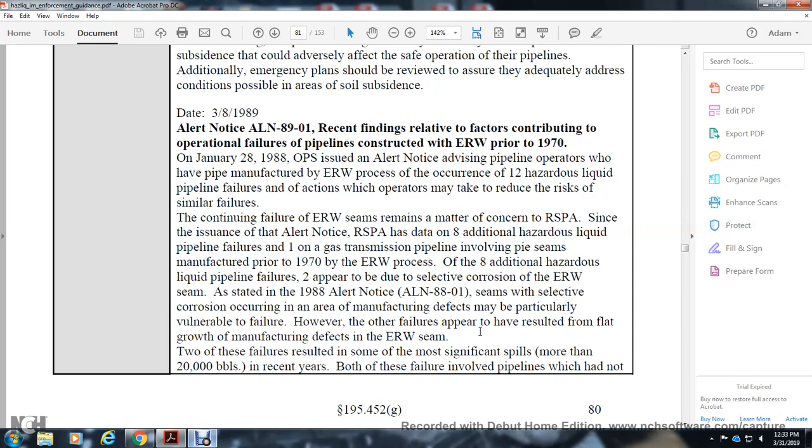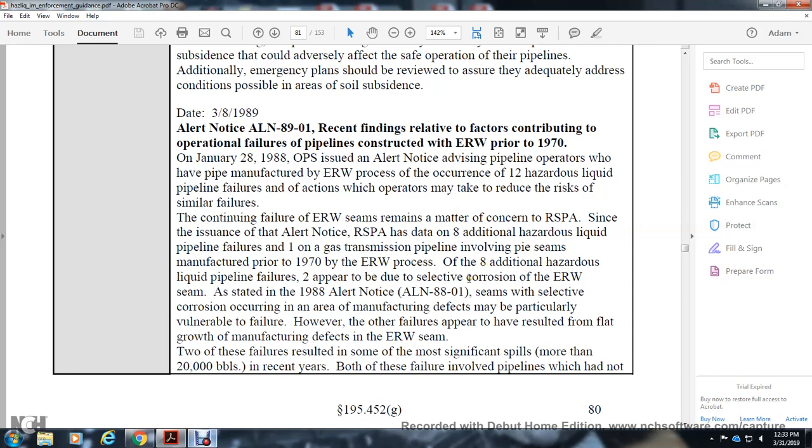The action with the operator may reduce the risk of similar failures, but the failure with the ERW remains a matter of concern for PHMSA. The issue is that PHMSA has identified 8 additional hazardous liquid pipeline failures, and one on a gas transmission pipeline involving a pipe seam manufactured in 1970 by the ERW process. The other 8 are hazardous liquid pipeline failures.